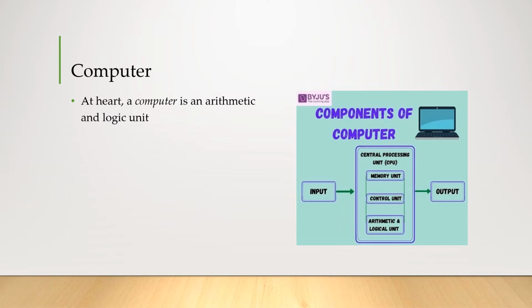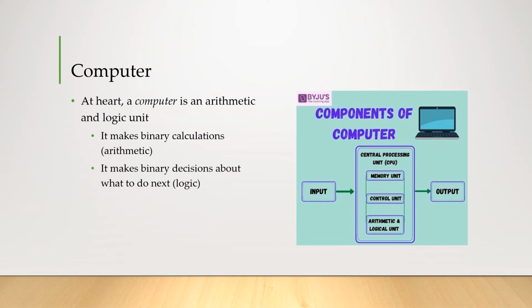Okay, so we've talked about an electronic digital binary computer. What about the word computer? Where does that come from? At heart, a computer is an arithmetic and logic unit. That is, it does certain kinds of computations. It makes binary calculations, that's the arithmetic part, and it makes binary decisions about what to do next, that's the logic part.